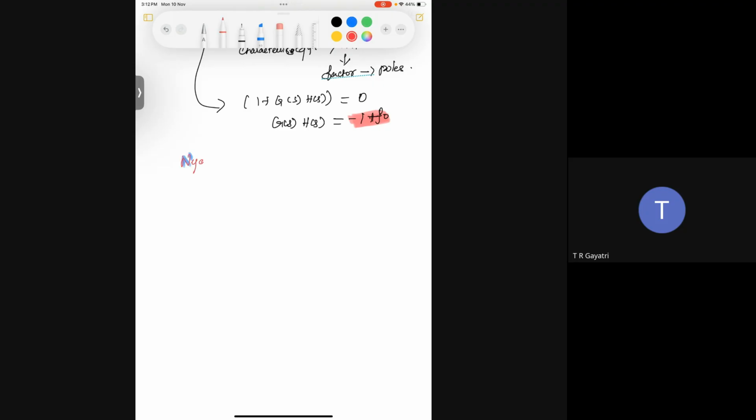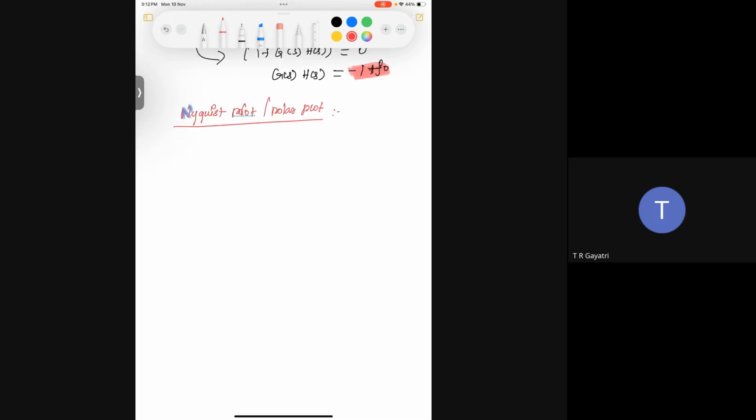The first method we are going to see in frequency domain analysis is this Nyquist plot, or the polar plot we used to call. Both are similar to each other. Nyquist plot is where you draw the complex numbers of the transfer function, or the loop transfer function, G of j omega into H of j omega, as the frequency omega goes from 0 to infinity and back from minus infinity to 0. So it will be a complete loop of your transfer function.